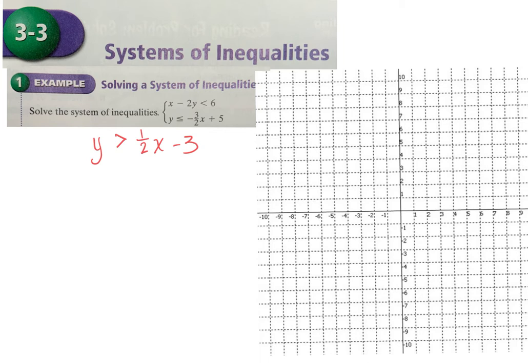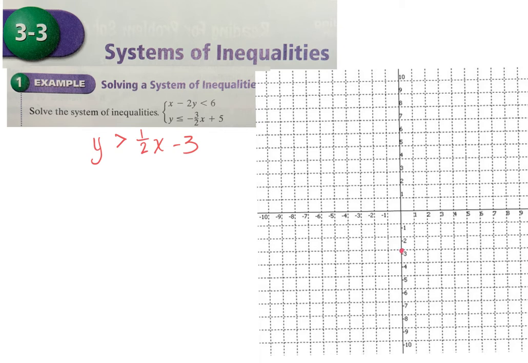So put it in slope-intercept form for this. It's the easiest way to graph it, and it won't get you confused on your shading. Make sure that if you have something like this, when you divide by that negative, that you flip it. Flip that sign there, which is why I did it. So now they're both in slope-intercept form, and I'm going to graph them individually.